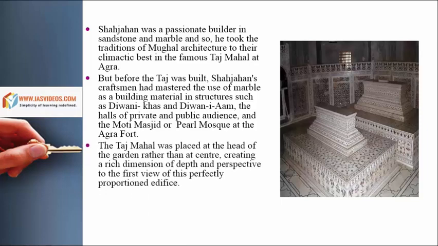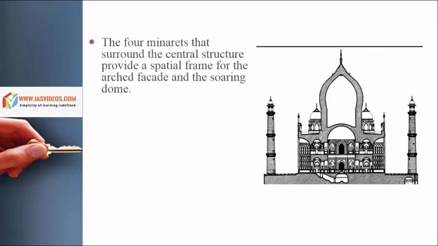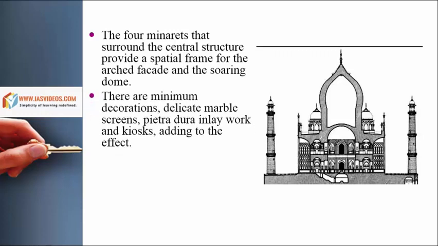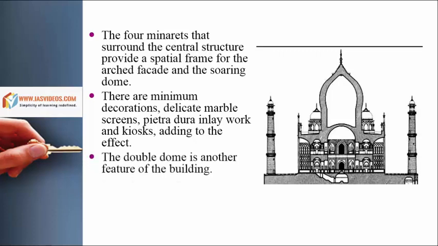The Taj Mahal was placed at the head of the garden rather than its center, adding a rich dimension of depth and perspective to the first view of this perfectly proportioned edifice. The four minarets that surround the central structure provide a spatial frame for the arched facade and the soaring dome. There are minimum decorations, with delicate marble screens, pietra dura inlay work, and kiosks adding to the effect. The double dome is another feature of the building. It was designed by the Persian Ustad Isa.